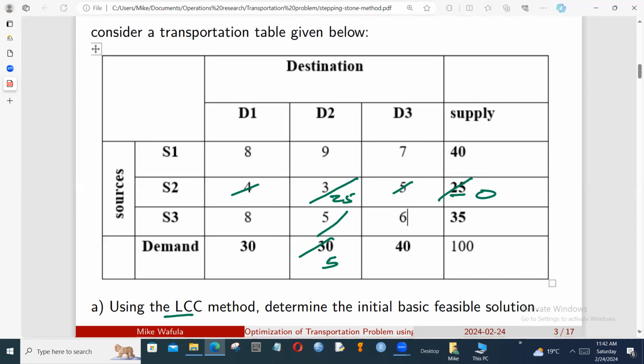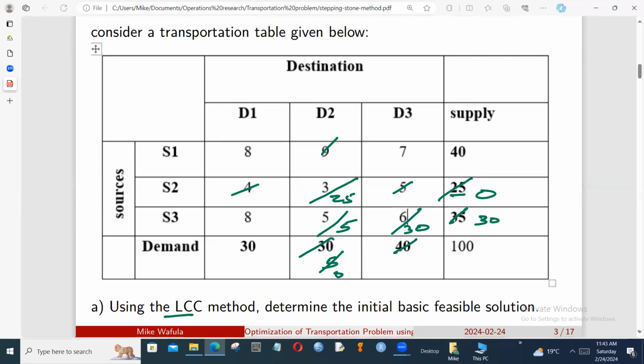So if I assign between 5 and 35, I'll actually meet the desire of destination 2. But then source 3 will still be having 30 more units that will be allocated elsewhere. And so then I compare 8, 7, 6, and 8. So this 6 becomes the next cell to be allocated, and it will just receive 30.